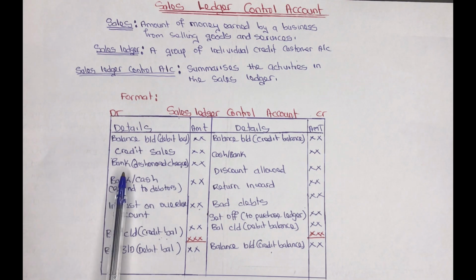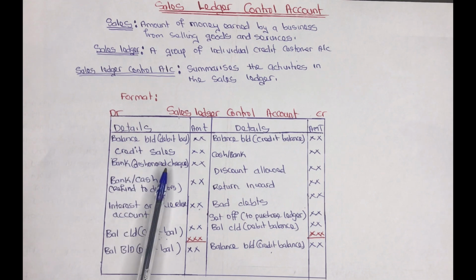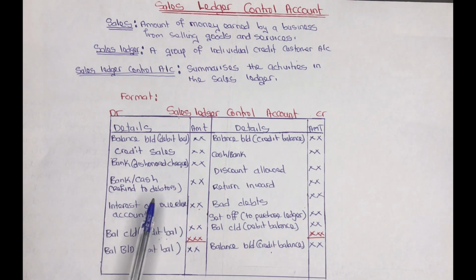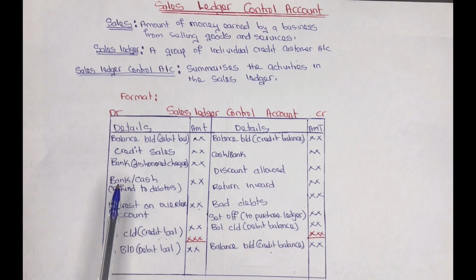And then we also have bank. In the bank, we have dishonored cheques. You can get this amount in the bank statement or the debit side of the cash book in the bank column. We also have refunds to debtors. Maybe the debtors overpaid their amount, so we need to do a refund, either by card, by bank, or by cheque.